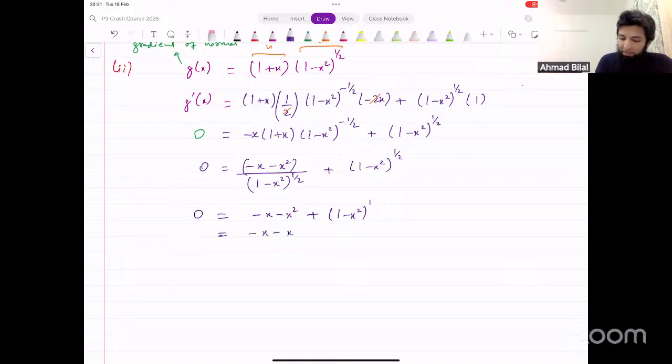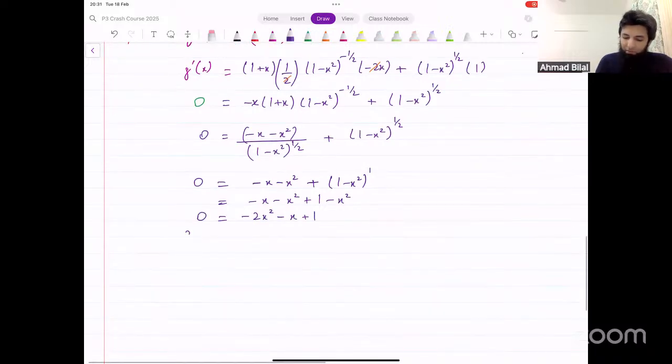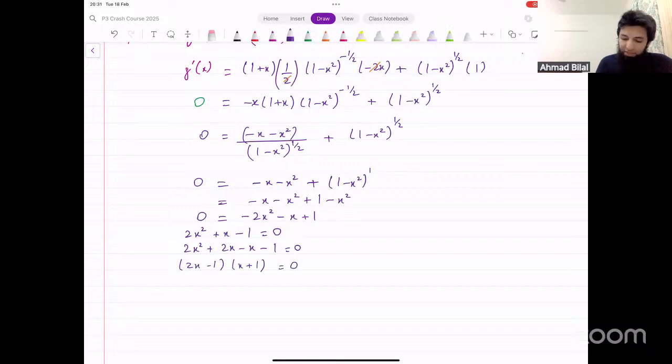Minus x squared plus 1 minus x squared. And that gives us minus 2x squared minus x plus 1 equal to 0, which is 2x squared plus x minus 1 equal to 0. Can we factorize this? This becomes 2x squared plus 2x minus x minus 1 equal to 0. We get two factors from this, 2x minus 1 and x plus 1. That means either x is equal to 1 over 2 or x is equal to minus 1.